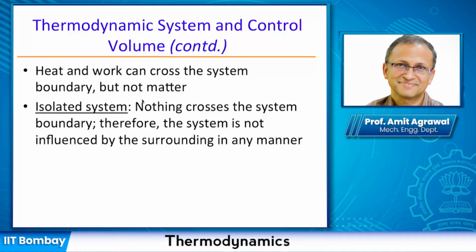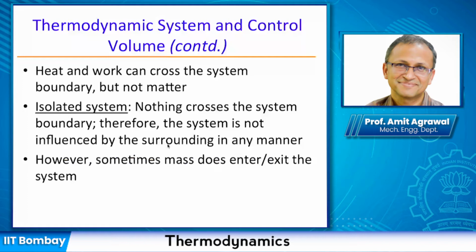So under this thermodynamic system, let us have a further restriction and say that nothing crosses the system boundary. So not even heat and work can cross the system boundary. And therefore, we can say that the system is not going to be influenced by the surrounding in any manner. So if that is the case, then I will call that an isolated system. So it is not interacting. Essentially, isolated system means that the system is not interacting or not getting influenced by the surrounding in any manner.